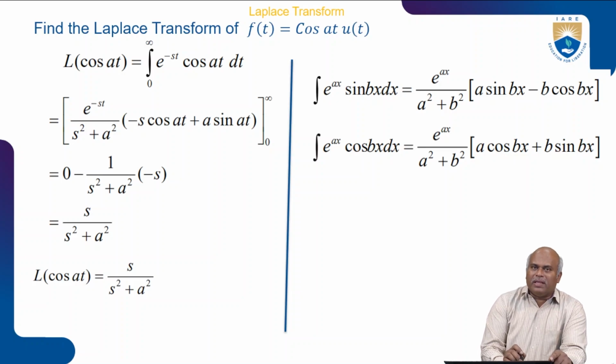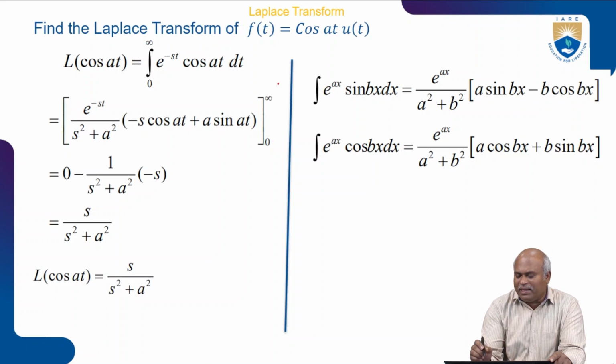Now we follow the same procedure. The Laplace transform of cos at u of t is equal to the integral from 0 to infinity; u of t in that sense has the value 1, and the remaining portion is represented as 0. So it is the integral of e power minus st cos at dt.